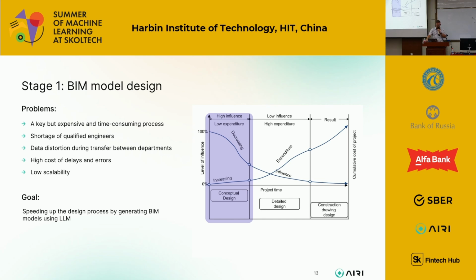Here we can see a number of problems which I already discussed, and I do not think that I should stop here. However, there are a lot of problems, and the goal is to speed up the design process. And here is the chart of the dependency between expenditure and level of influence on the stage of development.